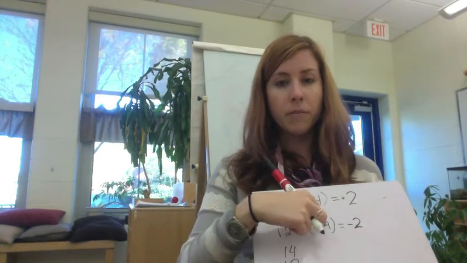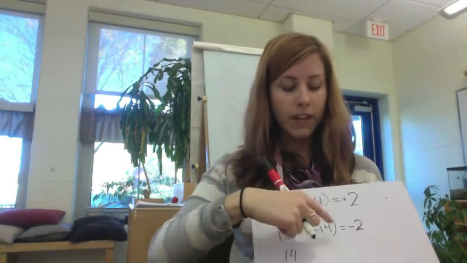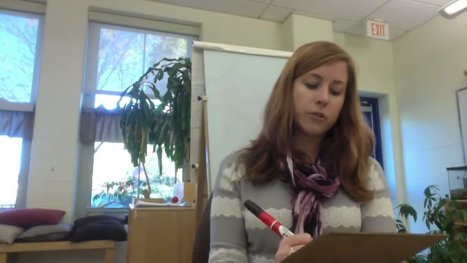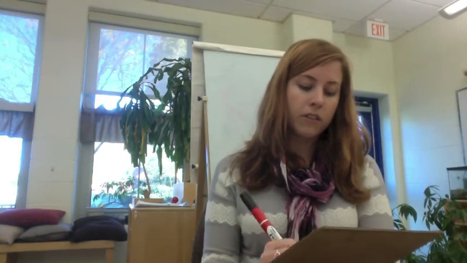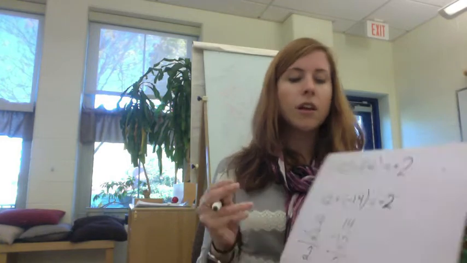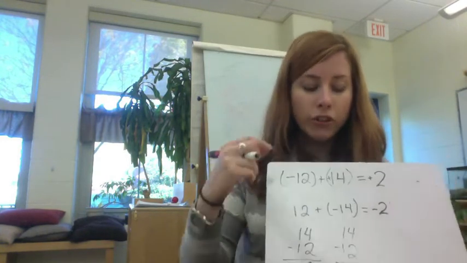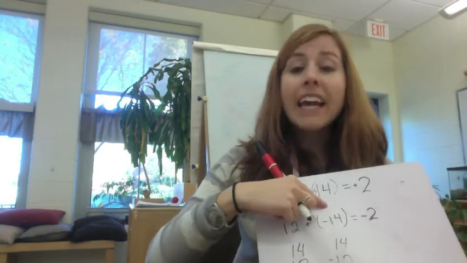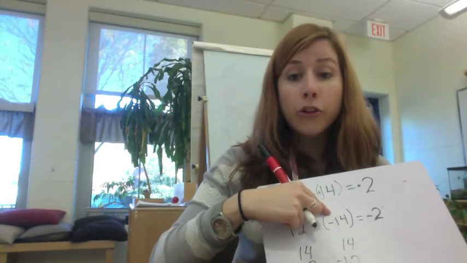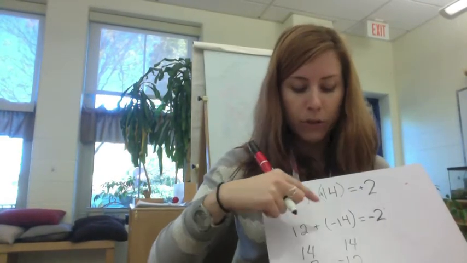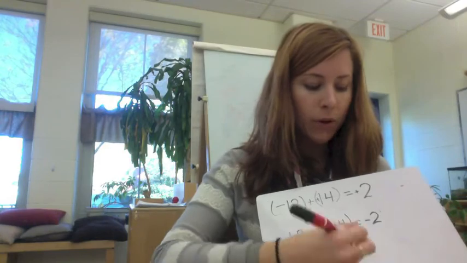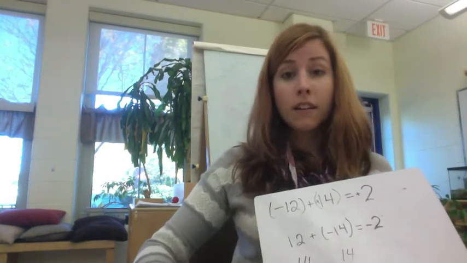Conversely, I could do the same thing down here because I have a positive and a negative number. 14 minus 12 still equals 2. But when I look at my integers, the negative is a larger negative, isn't it? It's more negative, negative 14 versus 12. And that's how I would know that that is the negative.